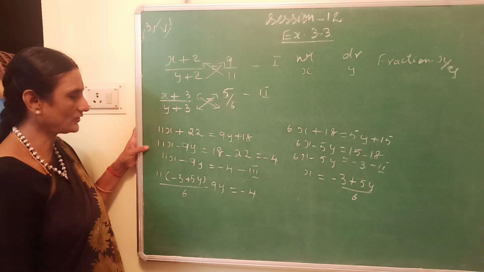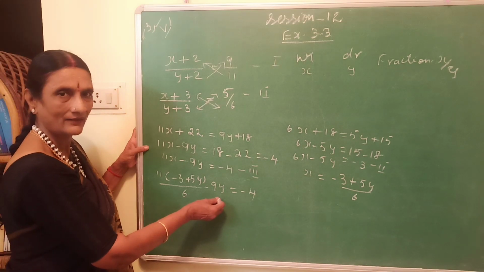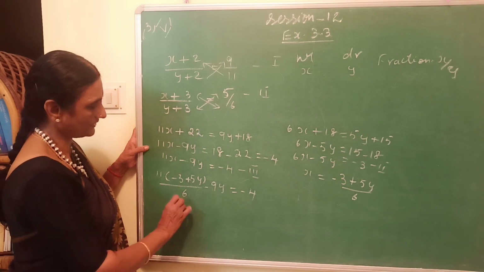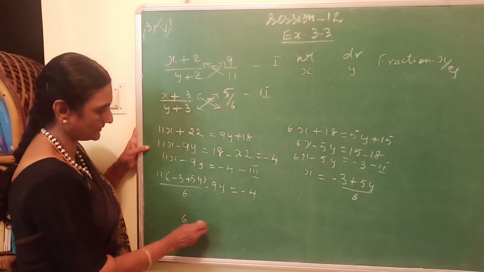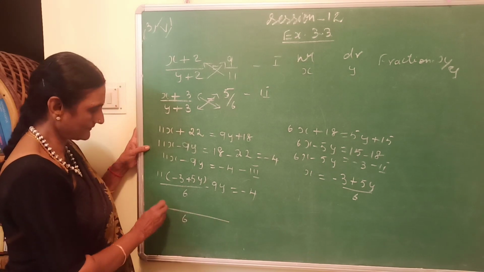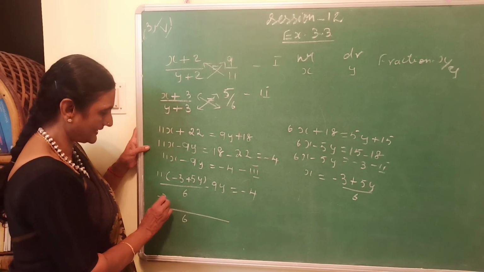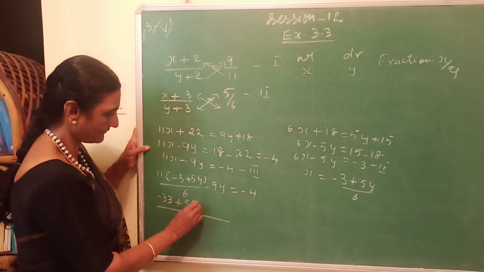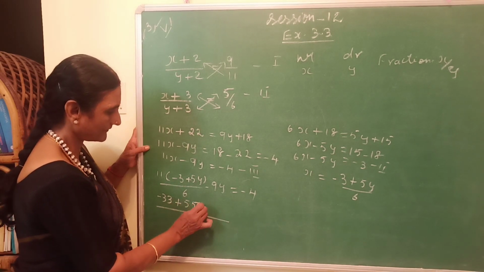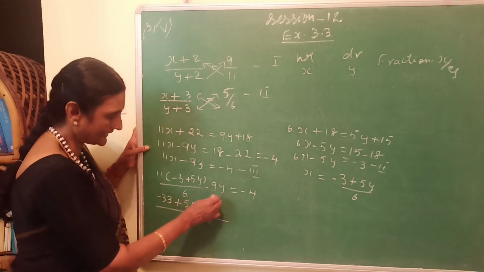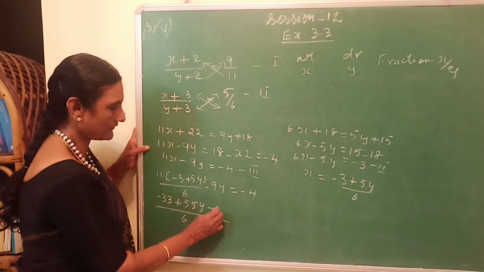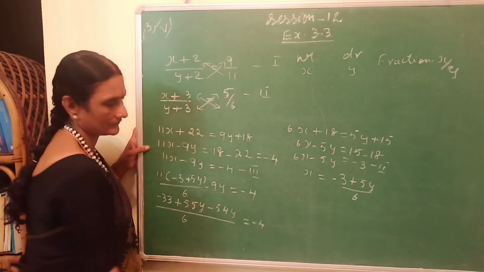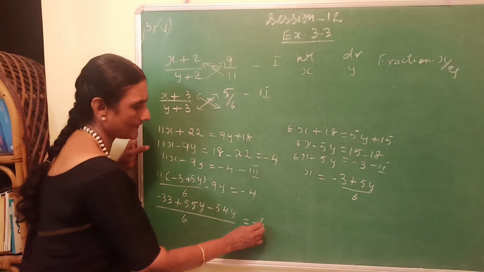So again what I have to do is bring both the terms to a common denominator. So 6 is taken to be the LCM. 11 into minus 3 is minus 33, and 11 times 5y is 55y, and then 6 nines are minus 54y, equal to minus 4. Are you understanding?